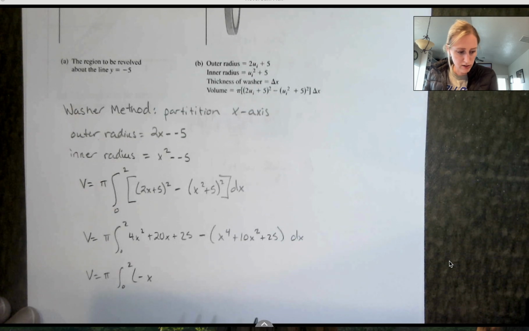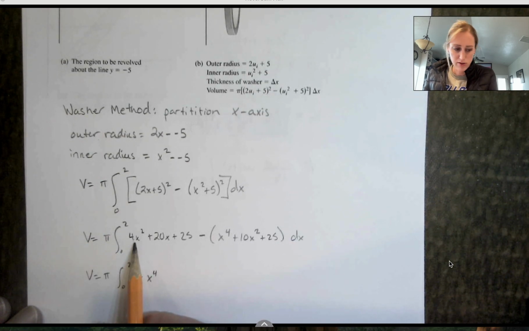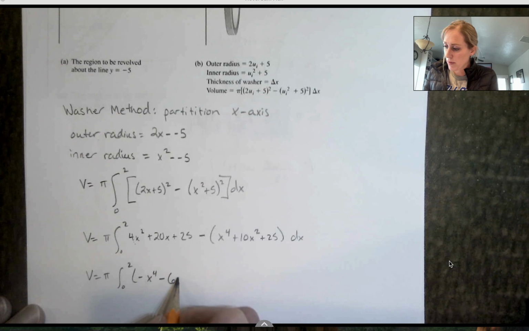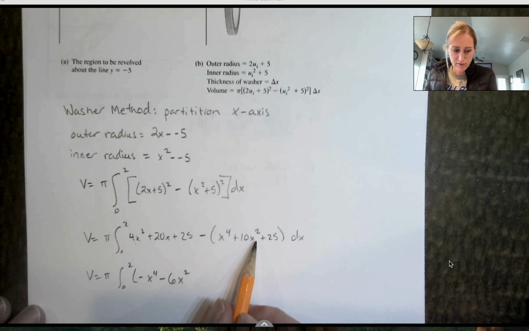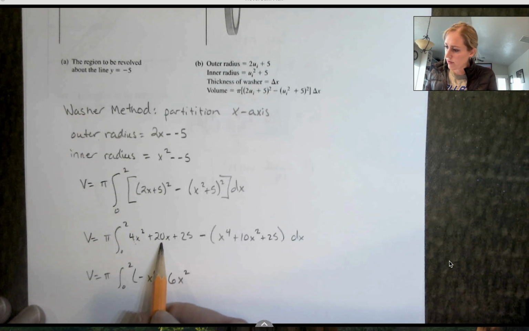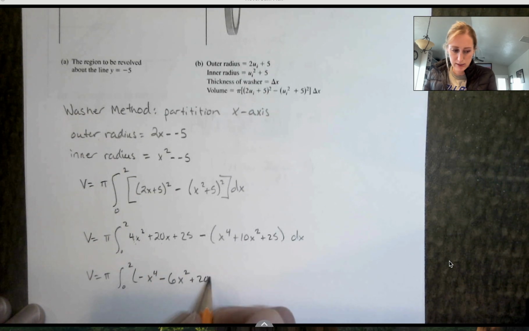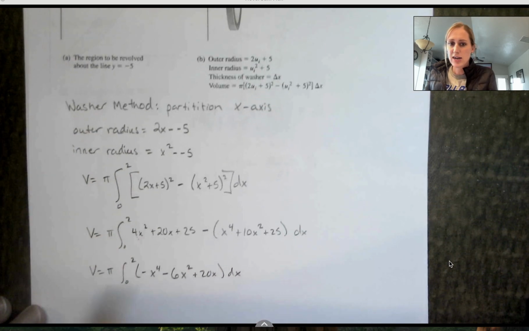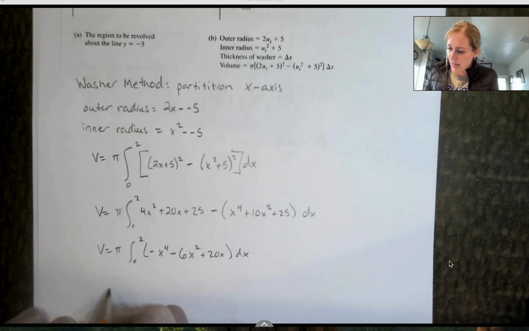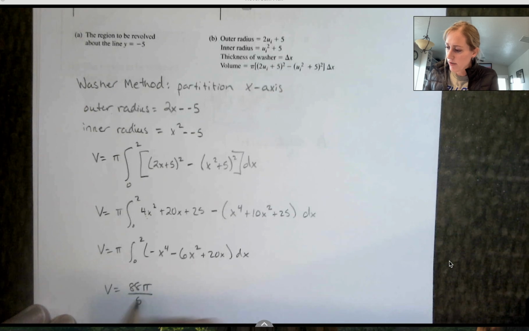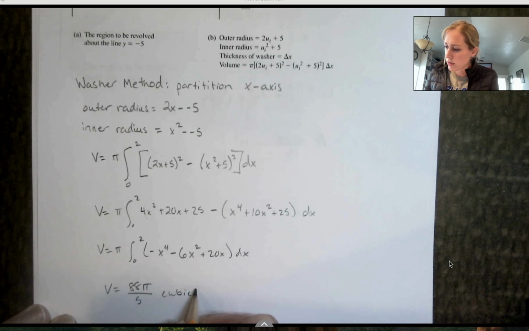Sorry, I was looking at this guy. Yeah, negative x to the 4th. Combine my x to the 3rds, I get none of those. Combine x squareds, we got -6. 25 and -25 cancel, so then my x's are just plus 20x. All right, and then again, I just entered that in my calculator, you guys, and then attach this pi multiplied by afterwards, and we get 88 pi over 5 cubic units.